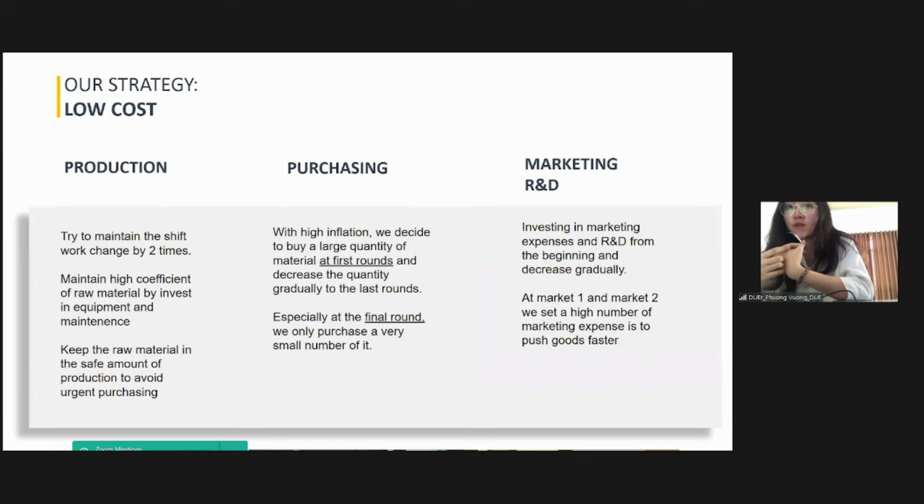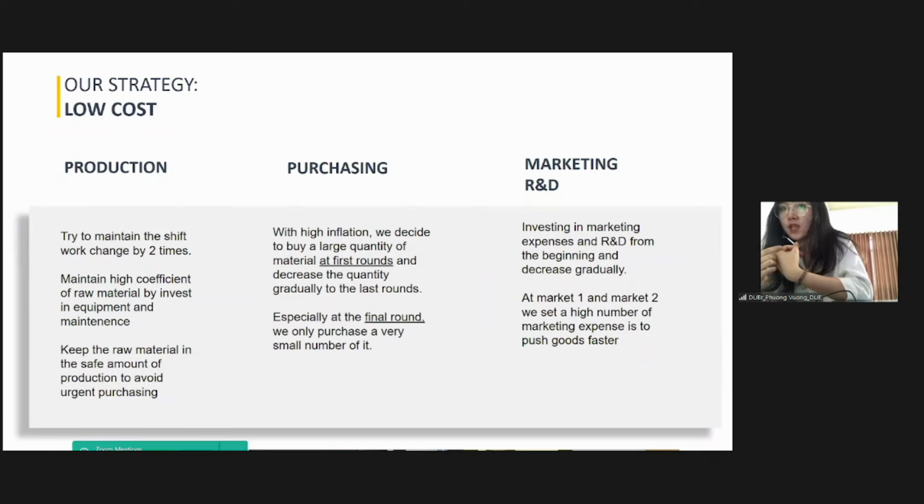We maintain a high coefficient of raw material by investing in equipment and maintenance. And we keep the raw material in the safe zone to avoid uncertain purchasing. Because of the high inflation, we decided to buy a large quantity of material at the first round and decrease the quantity gradually. Especially at the final round, we only purchase a very small number of it.